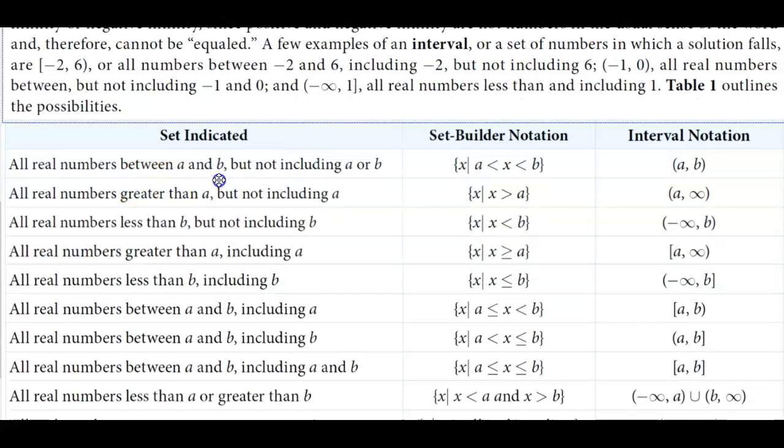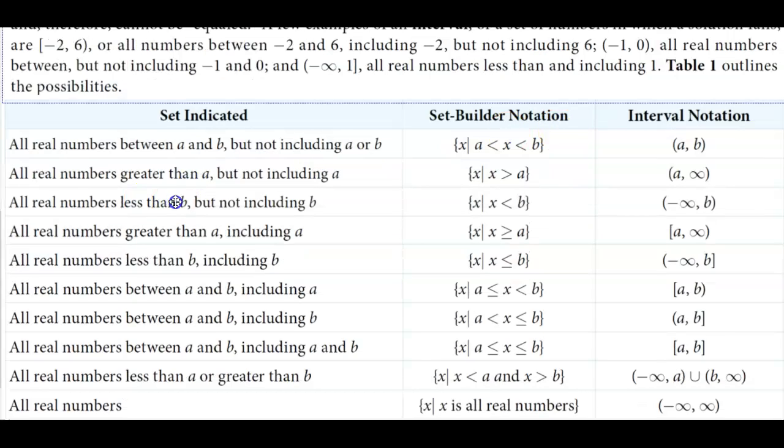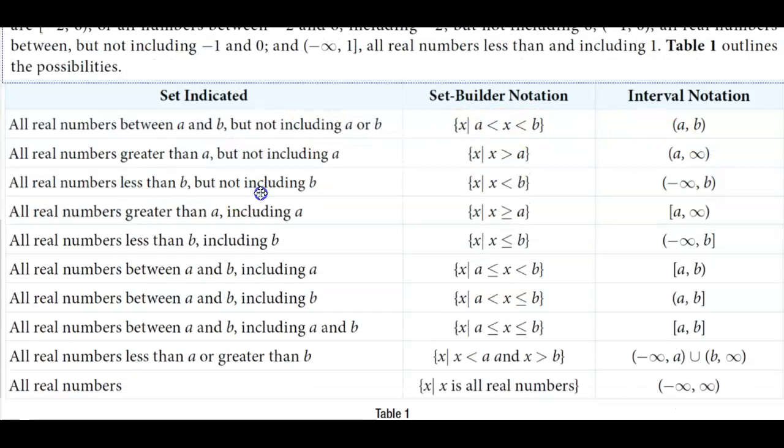Now Table 1 outlines the possibilities. All real numbers between a and b, but not including a or b, is the set builder notation, which says x such that x is in between a and b, but it doesn't include a and b. The interval notation would have parentheses at both ends, a, comma, b. All real numbers greater than a, but not including a, you would have x such that x is greater than a. So you have parentheses at both ends because you're not including a, and you never include a bracket for an infinity, it's always a parenthesis. All real numbers less than b, but not including b, would be x such that x is less than b. So you're starting from negative infinity and going to b, and they both have parentheses.